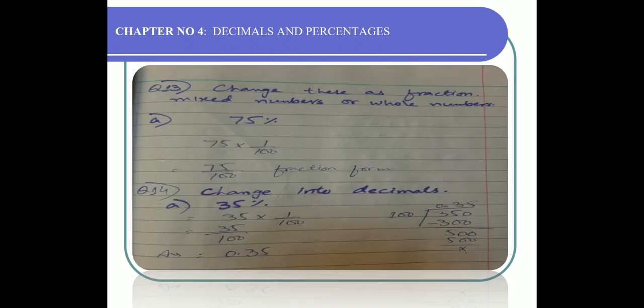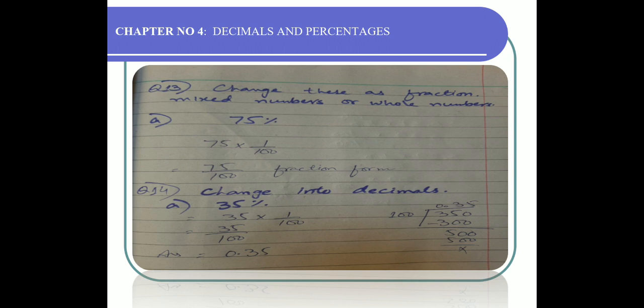Question number 13, change these as fraction, mixed fraction or whole numbers. 75%. 75 multiplied by percentage means 1 by 100. So 75 multiplied by 1 gives 75 over 100, which is the fraction form. Question number 14, change into decimal.